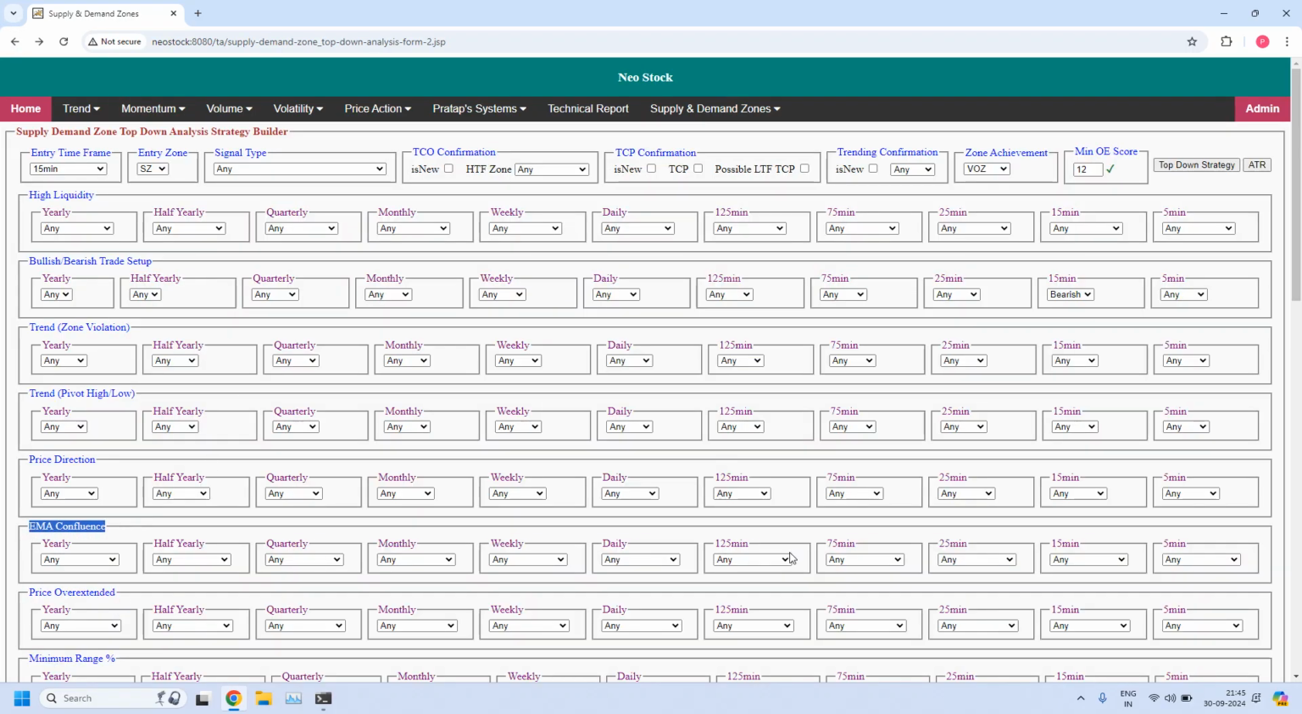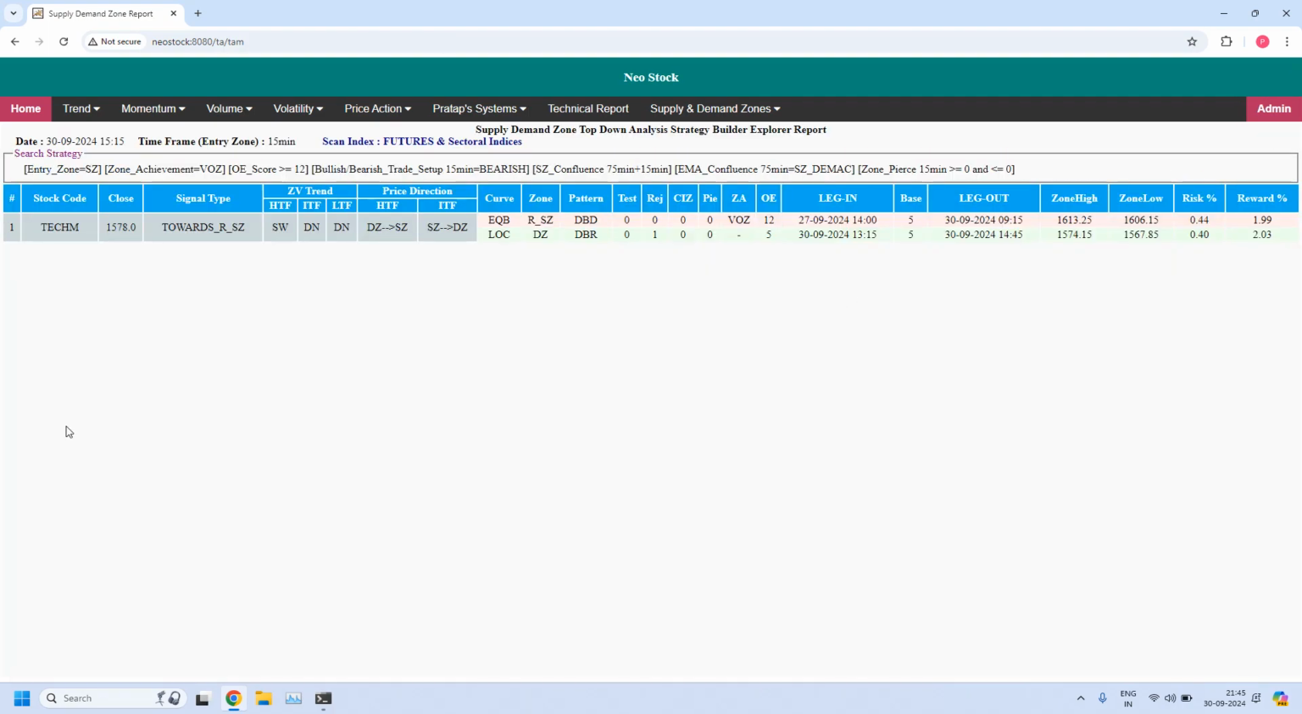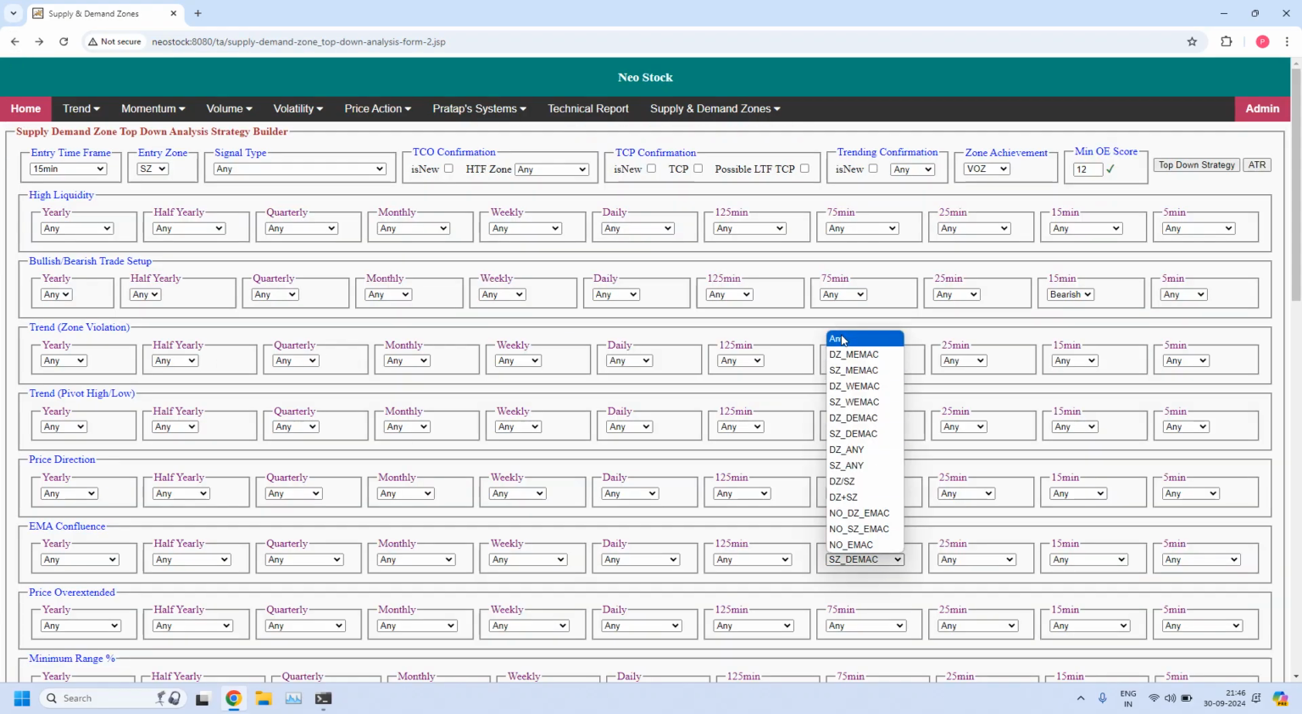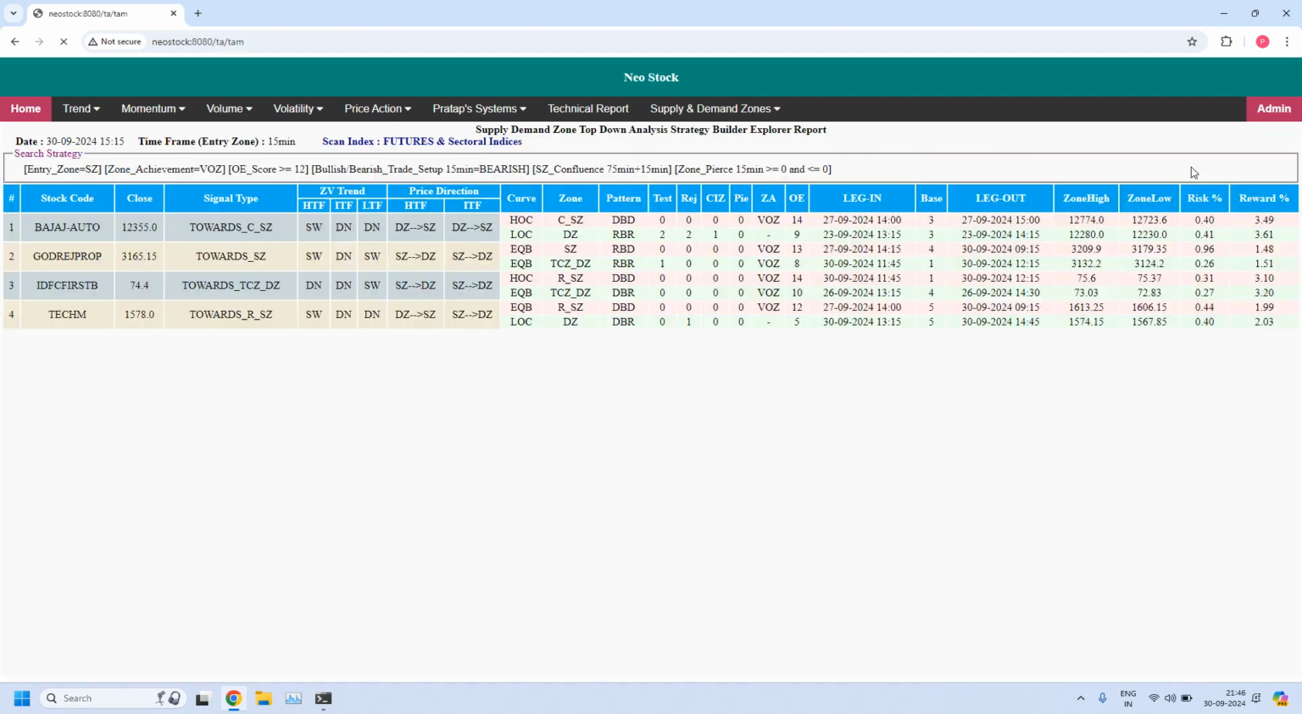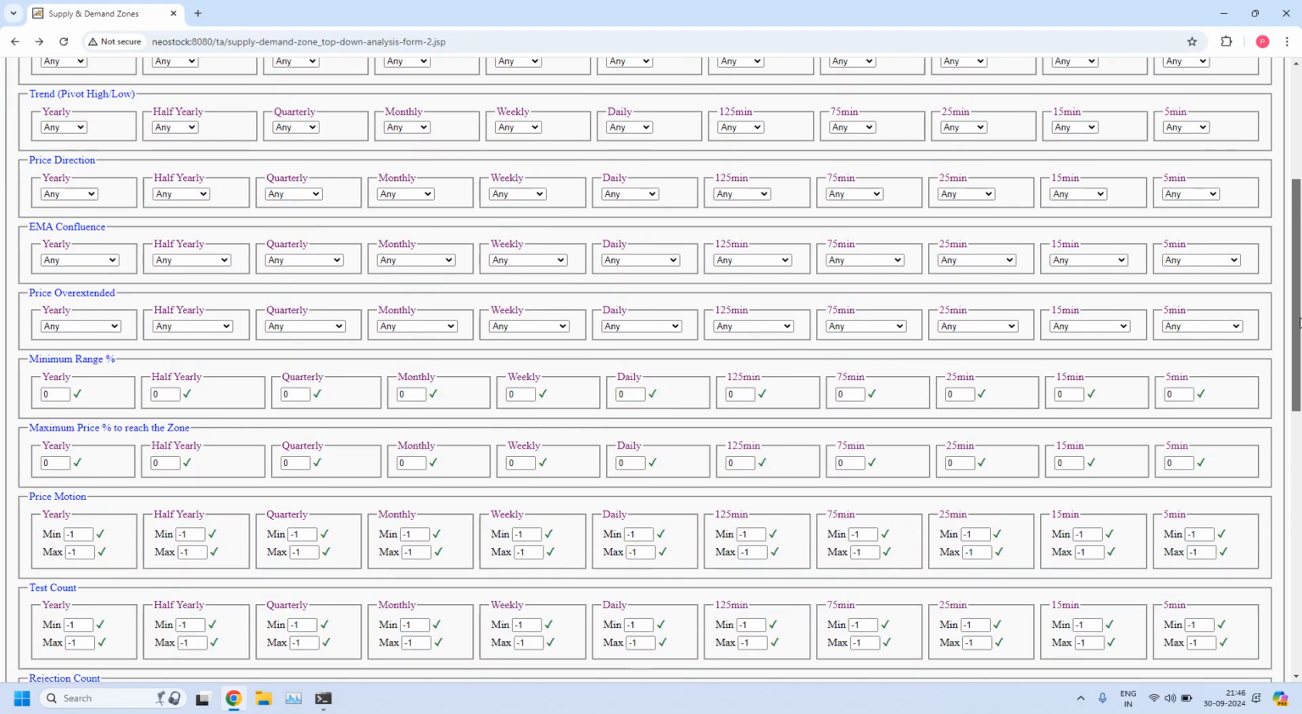In the EMA confluence, at a 75 minutes time frame, 75 minutes supply zone with daily EMA confluence. Only one stock is filtered, very good. And moreover, it is a high liquidity zone, 15 minutes high liquidity supply zone. Okay, now let's look for LTF, ITF, HTF confluence. I'm going back and removing this EMA filter. Without EMA filter, earlier we got 4 stocks, right? Okay, in these 4 stocks, how many are having LTF, ITF, HTF confluence?